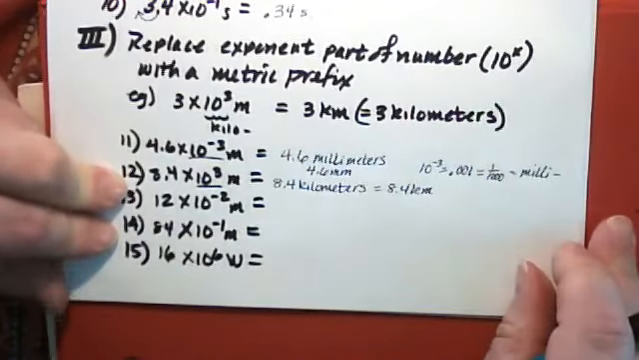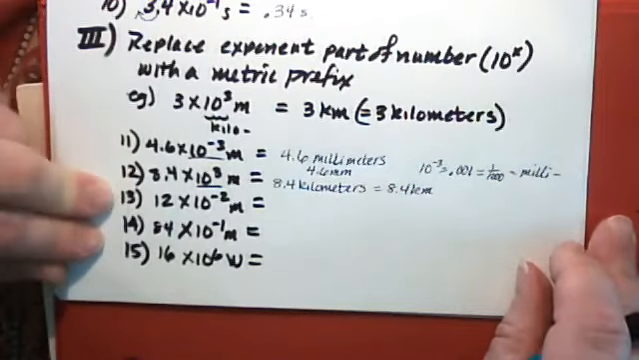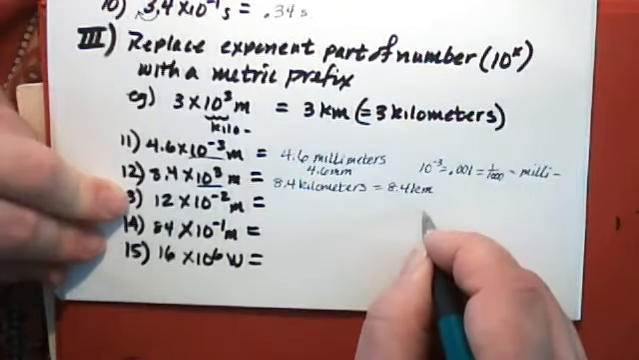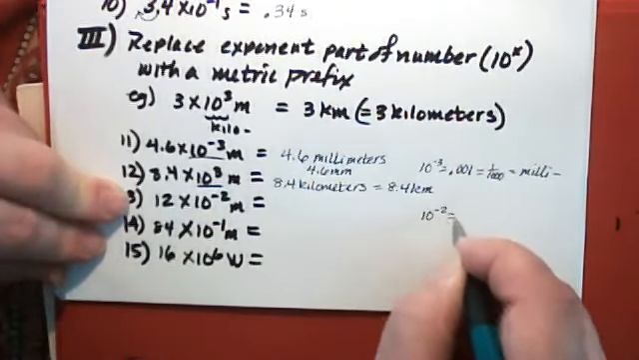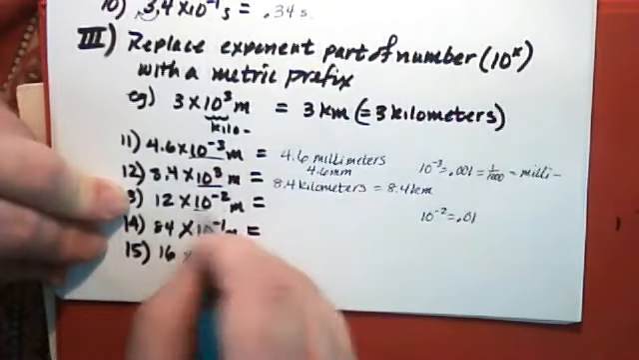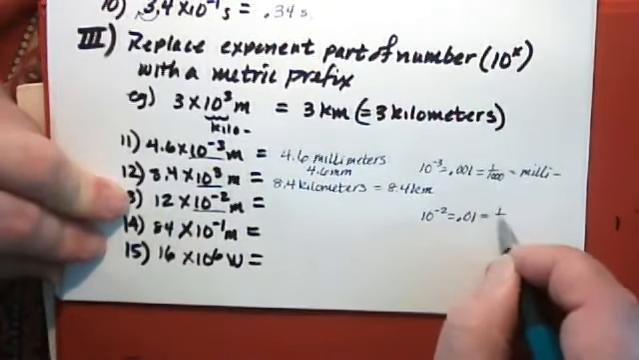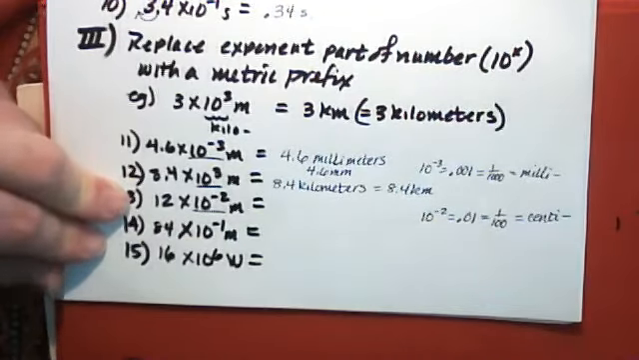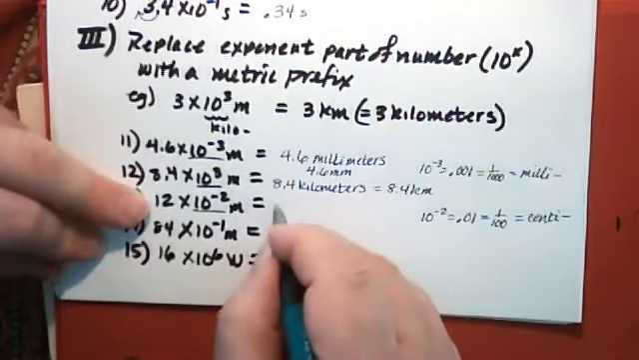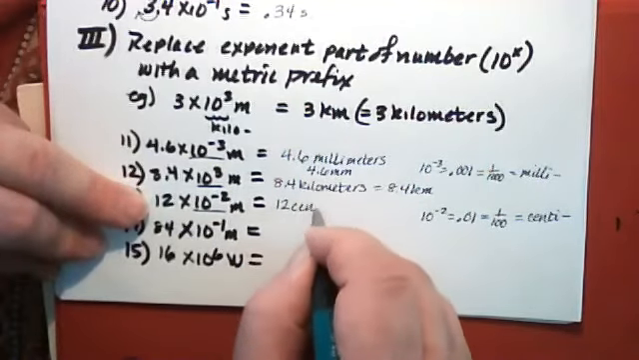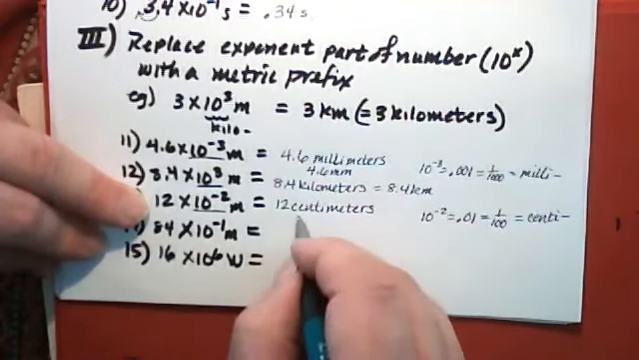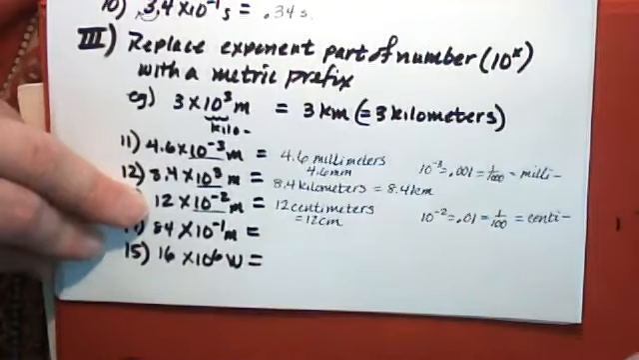So 8.4 kilometers, or 8.4 km. 12 times 10 to the minus 2. 10 to the minus 2 is 0.01, or 1/100th. And in metric prefixes, that would correspond to centi. So this would be 12 centimeters, or 12 cm.